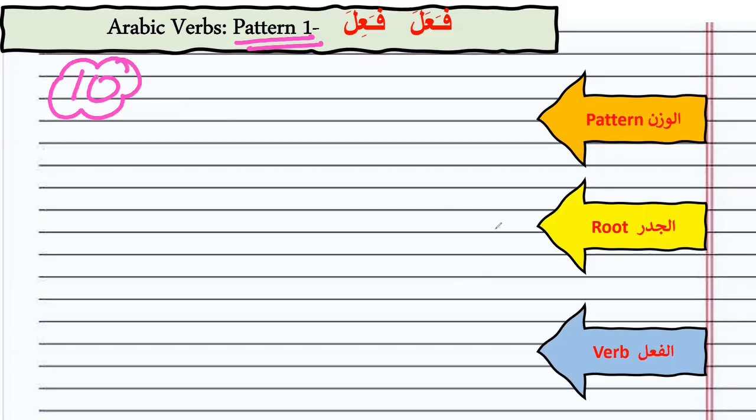So basically the pattern system comes in 10 different forms. We get to learn each form separately because each pattern has a different meaning. So for pattern number 1, it rhymes with any verb that has fa, ayn, lam, meaning it has fatha, fatha, fatha, or fa'ila, with fatha, kasra, fatha. So I can think of a verb that says, we'll use kataba again.